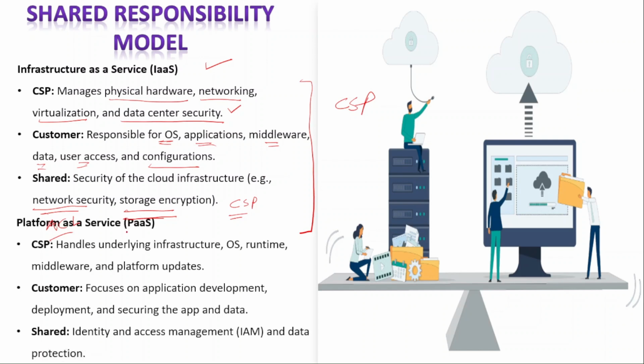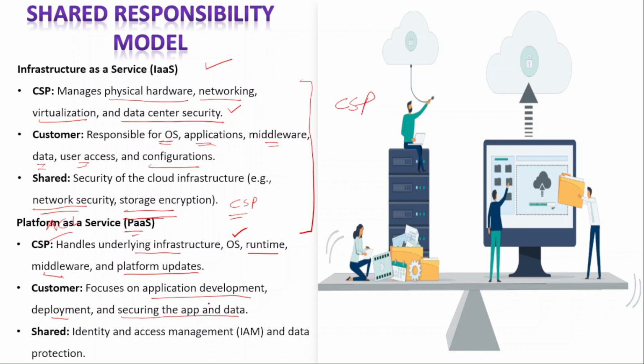The next one is platform as a service, and in this the CSP handles the underlying infrastructure, but this time the operating system as well, the runtime for the application development and running, the middleware and the platform update. So now we can see that the CSP has more responsibility in PaaS as compared to IaaS, and the customer focuses on application development, deployment, and securing the application and data.